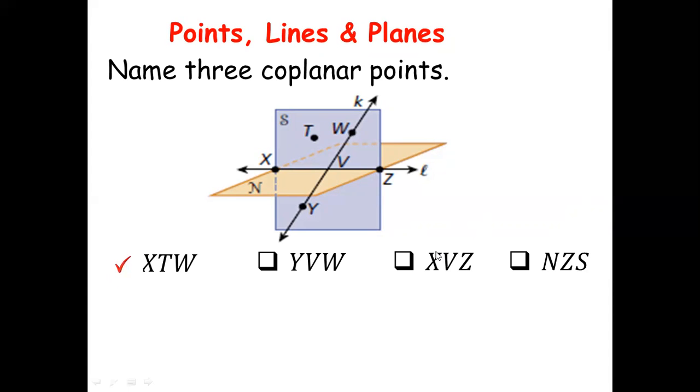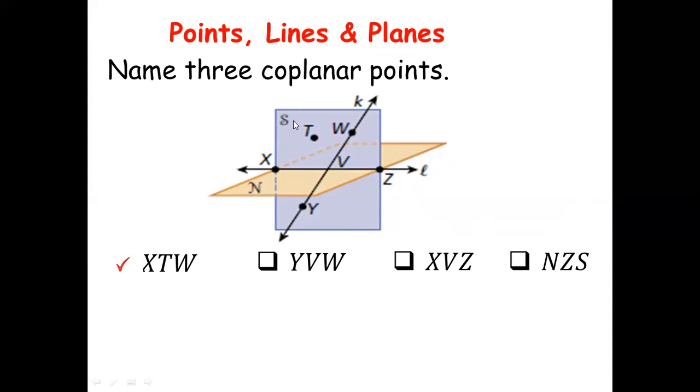And it cannot be XVZ too, because XVZ is again on a straight line. They are also collinear. Then NVS. N, where is N? N is the name of a plane. You can see the scripted letter here. The scripted letter shows the name of a plane, not the name of points.